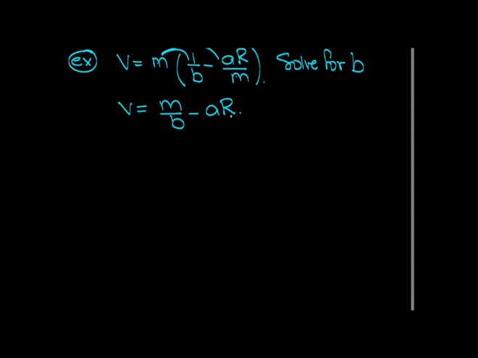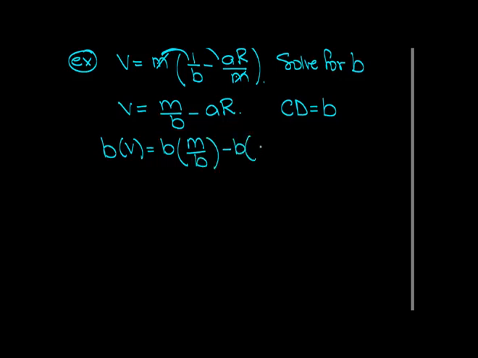Okay, so we're down to this, because when you multiply these two terms, the m's will cancel, so you just get ar. Now I want to solve for b. Well, b happens to be in the denominator. I have fractions and equality, so I need to get rid of them. So I need to find the common denominator, which is just b. So let's multiply each term by b, so you get bv is equal to b times m over b minus b times ar. I'm just multiplying each term by the common denominator to get rid of those fractions.